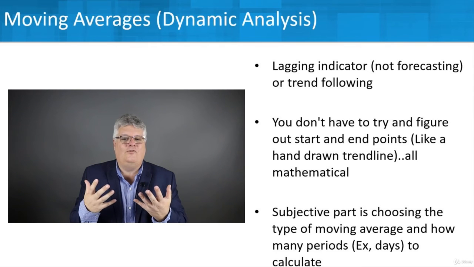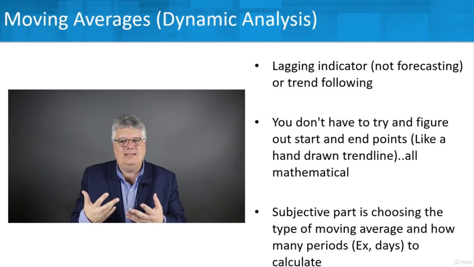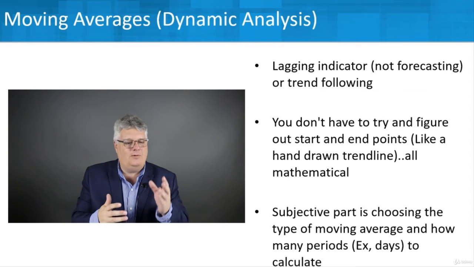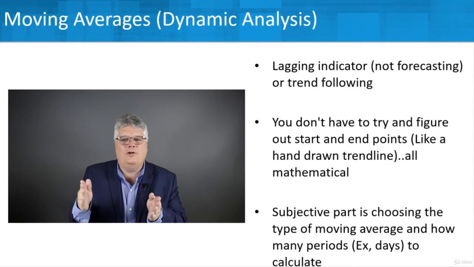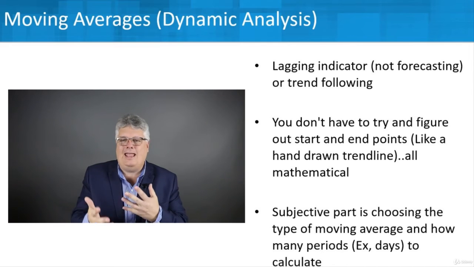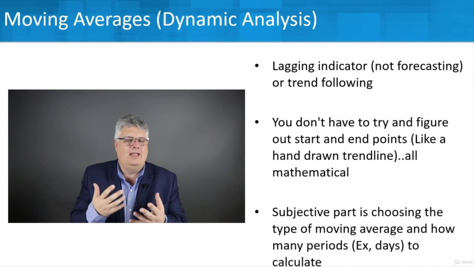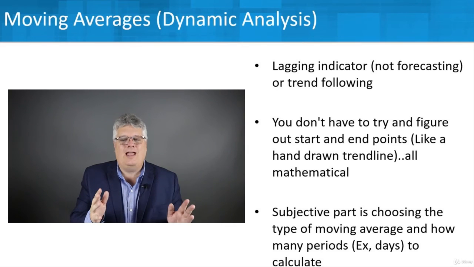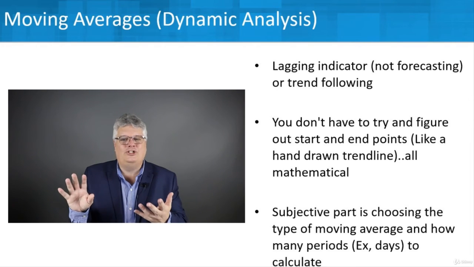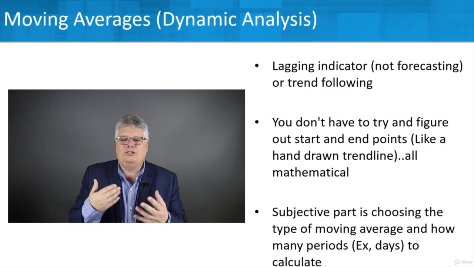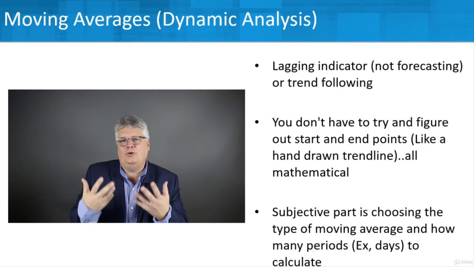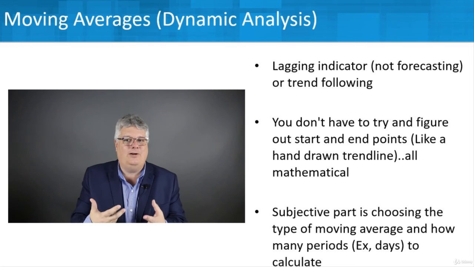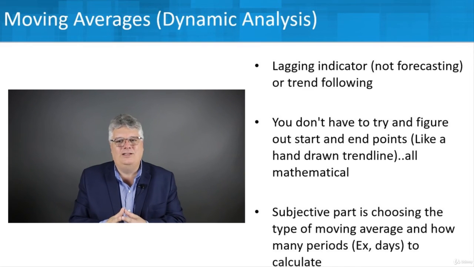Also, you don't have to try to figure out the start and end points of it, which is nice. When we were looking at trend lines, we had to figure out, well, where's the start? Where's the end? Then I had to draw my trend line. You don't have to do any of that. You don't have to do any hand-drawn trend line drawing or anything like that. It's all basically mathematical, and the trading platforms do this all automatically for you. You just set the parameters: how many days you want your moving average to look at, and the type of moving average you want to use, which we're going to learn about. And then it's all shown right on the chart, and then you can make decisions based on that. The subjective part is really just choosing the moving average you want to use and how many periods. The rest of it is mathematical and automatically done for you.